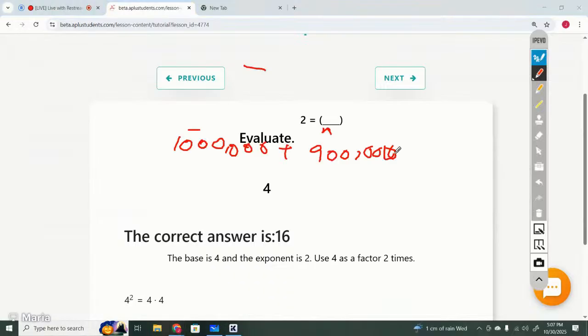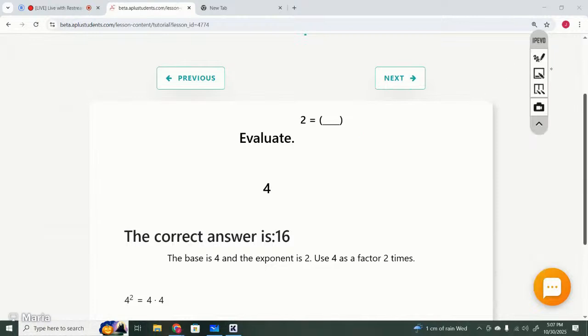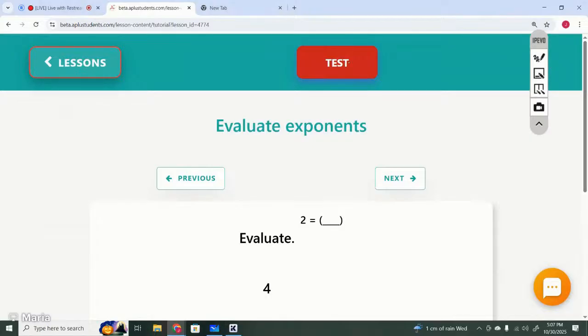So the question is basically like this. 4 is the base and 2 is the exponent, right? Use 4 as a factor 2 times. So basically you have to multiply 4 how many times? 2 times. You have to do 4 times 4. So that is 16. Let's just start with the test questions.